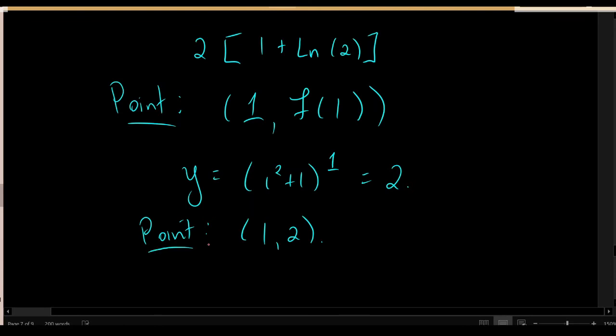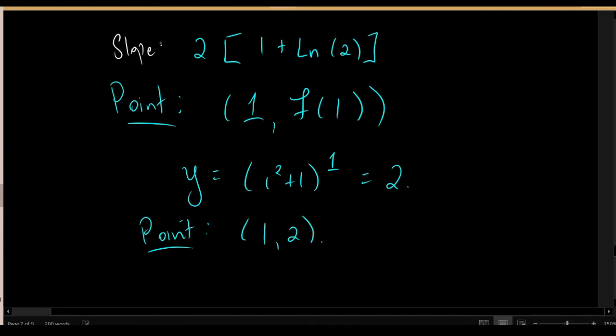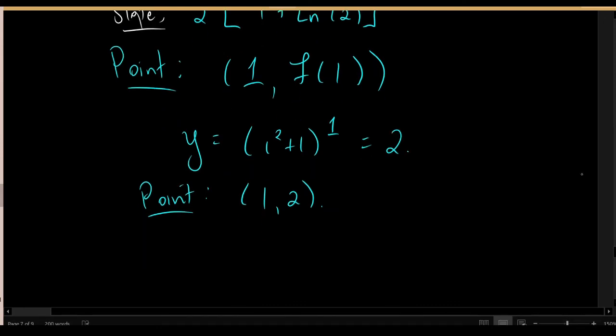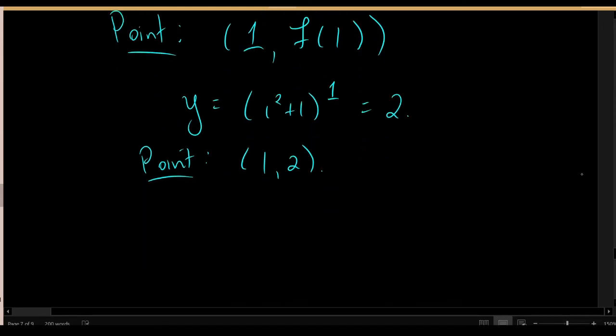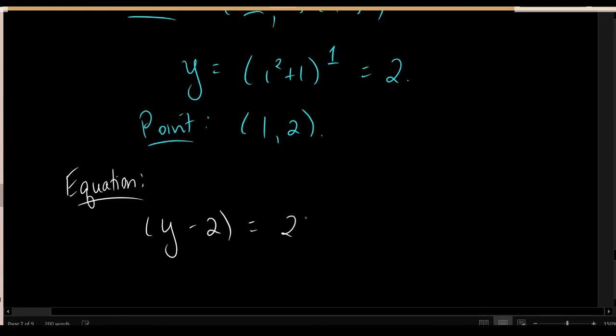Okay, so let's use this slope and this point to finally finish the problem and get the equation of the tangent line. The tangent line's equation is going to be y minus the y of the given point equals this entire hefty slope here, so 2, 1 plus natural log of 2, multiplied by x minus the x of the given point.